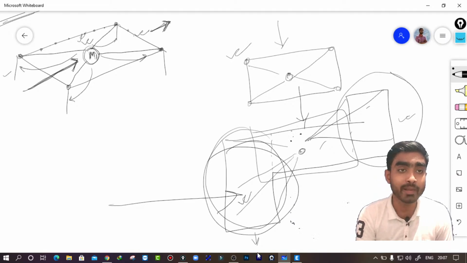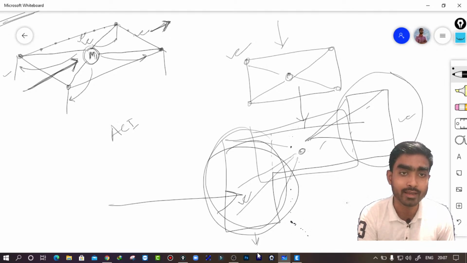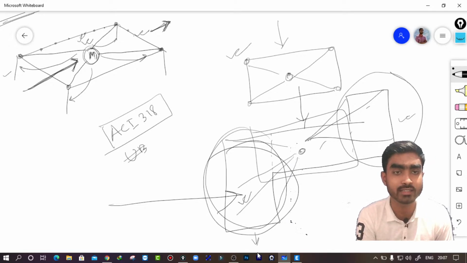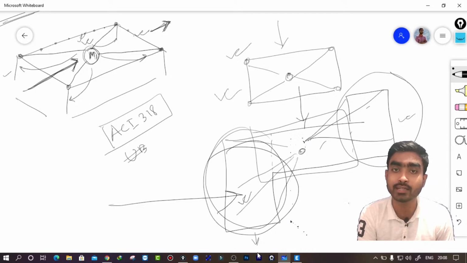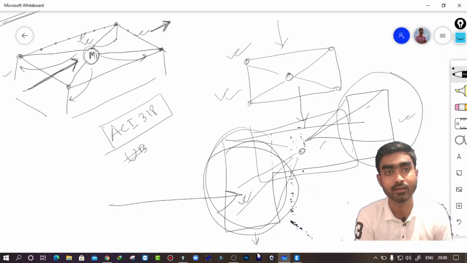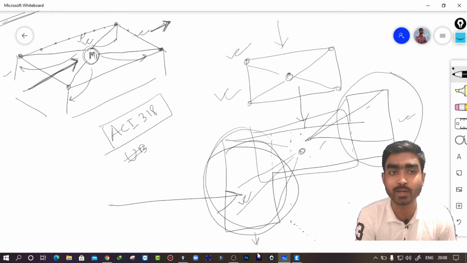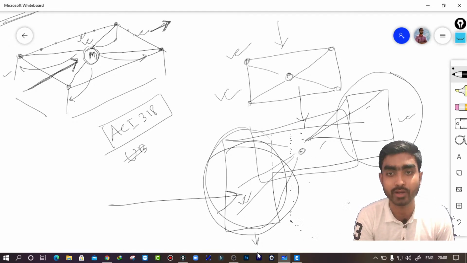Again, depending on its length and width, if you see ACI 318, there are even UBC 97. I don't know whether it is there in UBC 97, but in ACI 318 it is there that depending on the length by width ratio, the assignment of rigid and semi-rigid diaphragm depends. But there is very little explanation in our Indian code.